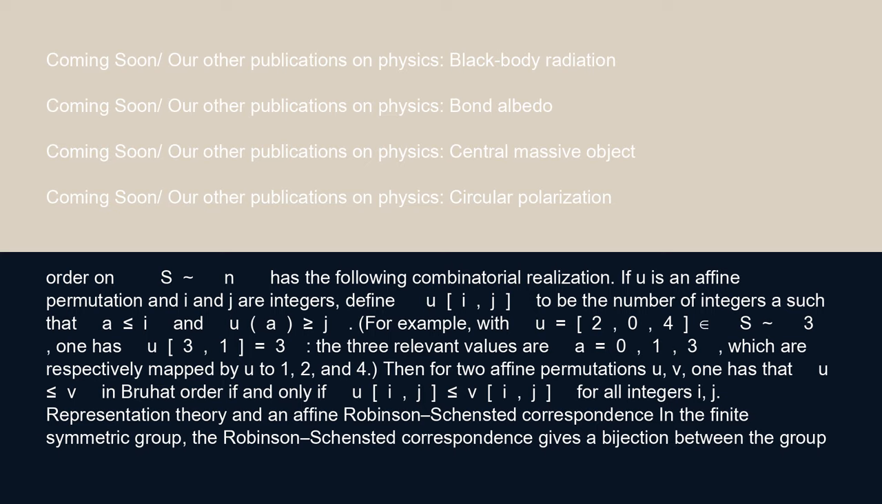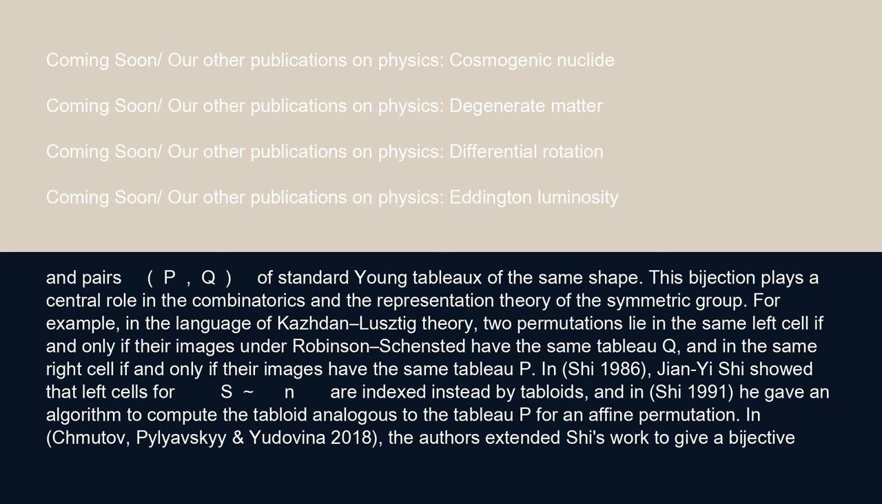Representation theory and an affine Robinson-Schensted correspondence. In the finite symmetric group, the Robinson-Schensted correspondence gives a bijection between the group and pairs P, Q of standard Young tableaux of the same shape. This bijection plays a central role in the combinatorics and the representation theory of the symmetric group. For example, in the language of Kazhdan-Lusztig theory, two permutations lie in the same left cell if and only if their images under Robinson-Schensted have the same tableau Q, and in the same right cell if and only if their images have the same tableau P.